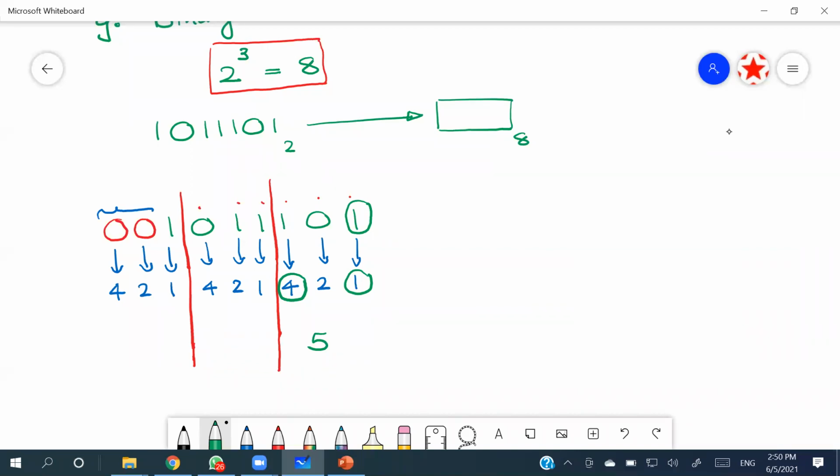Right? So this group gives you 5. And what is the value of this group? It's going to take 1 and 2 added up.